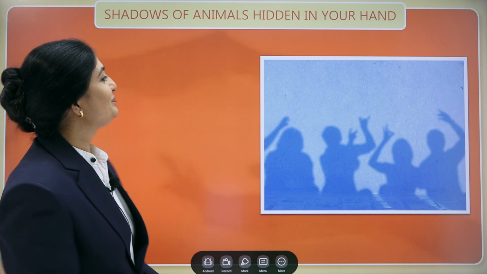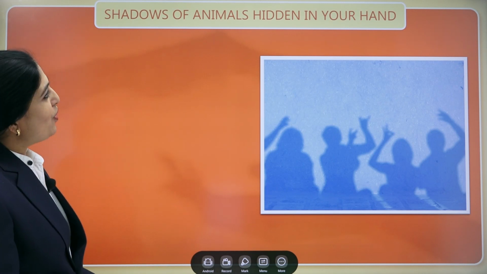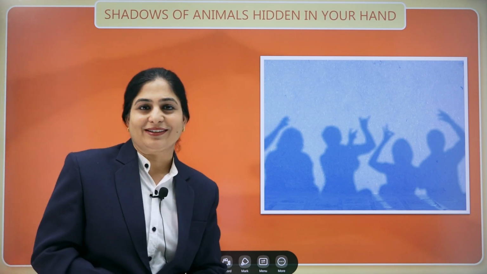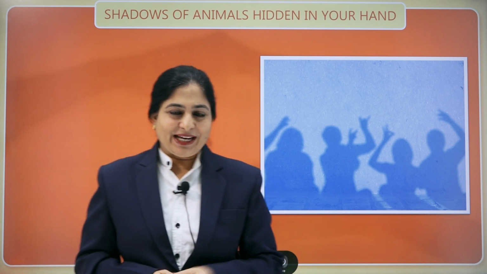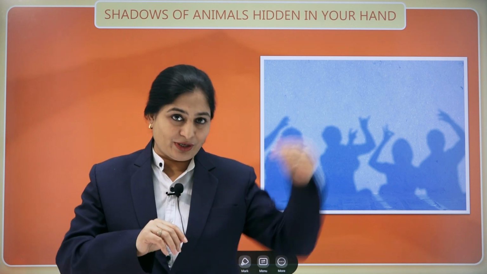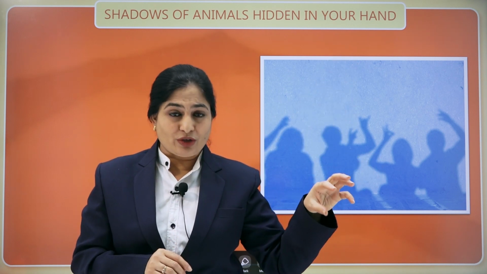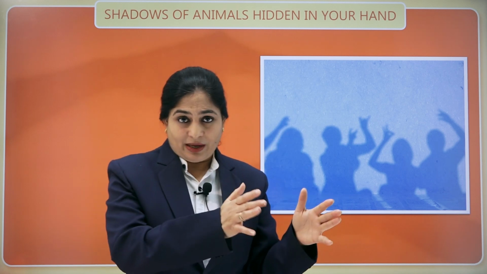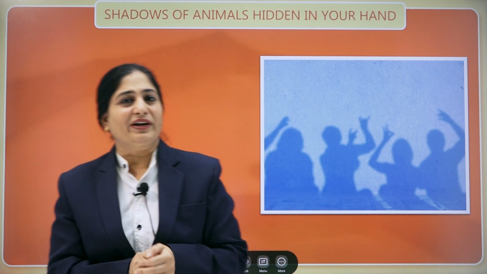Let's move further. Shadows of animals hidden in your hand. A very interesting activity, and you can try it at home. Take a source of light, that means a bulb, and try to take your hand near it, or make some source of light like a candle on a table and try to make different images.